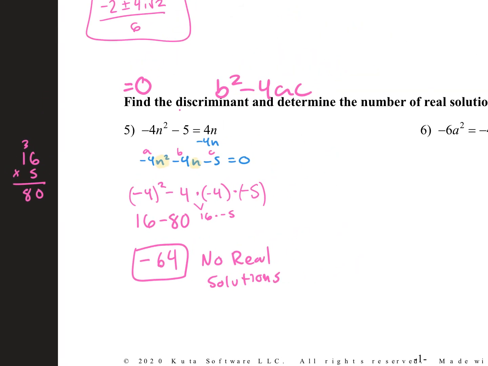So remember, you have to find the discriminant and the number of solutions. Some people on the quiz forgot to find the discriminant or forgot to state the number of solutions. So don't forget, I need both things for the answer.